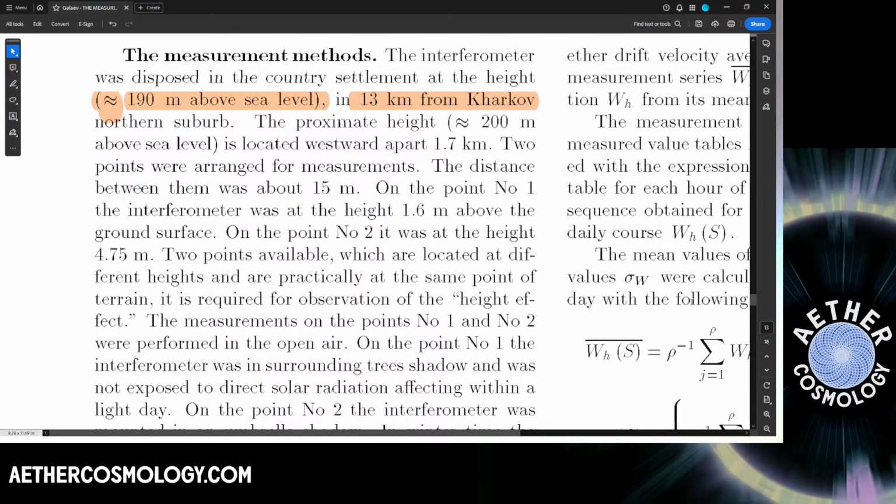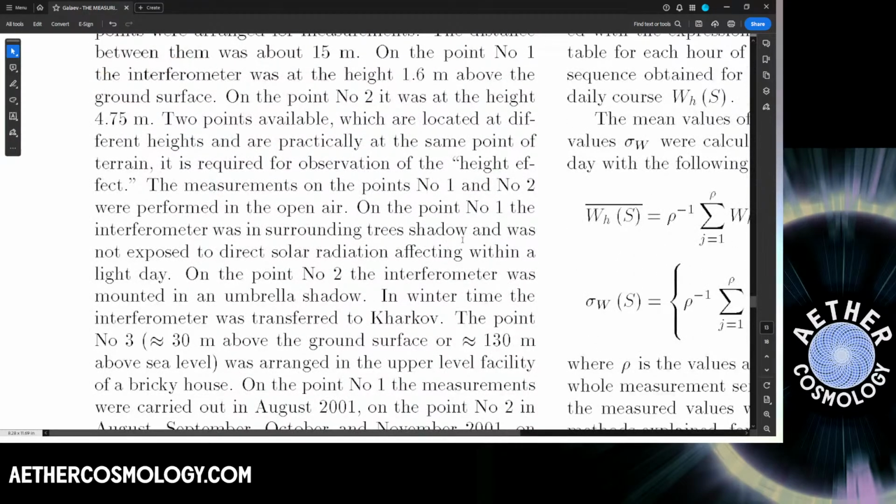The measurements at points number 1 and number 2 were performed in the open air. At point number 1, the interferometer was in the surrounding trees' shadow and was not exposed to direct solar radiation during the light day. At point number 2, the interferometer was mounted in an umbrella shadow. In winter time, the interferometer was transferred to Kharkov. Point number 3, approximately 30 meters above the ground surface, or around 130 meters above sea level, was arranged in the upper level facility of a brick house.